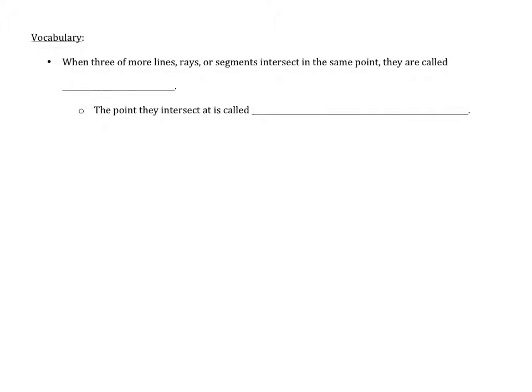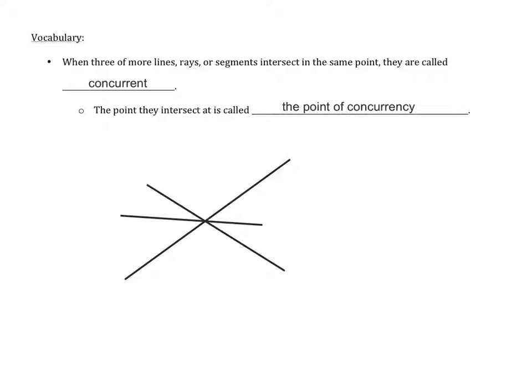We'll end this section with a bit more vocabulary. When three or more lines, rays, or segments intersect in the same point, they are called concurrent. So here's a picture of three segments that are all intersecting in the same point. So those three segments would be called concurrent. The point they intersect at is called the point of concurrency. So this point right here that all three segments are sharing is called the point of concurrency.